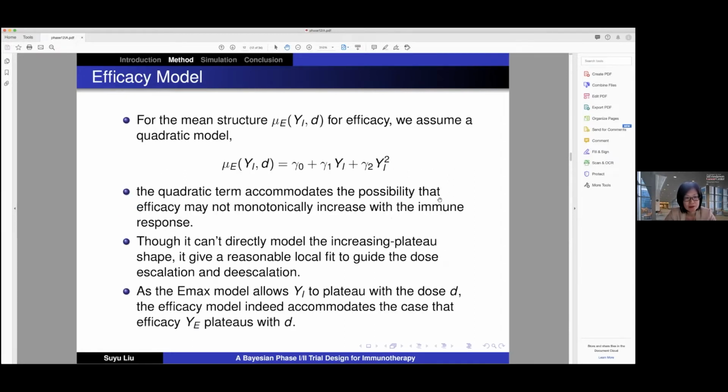For the efficacy, for the mean structure mu E, we assume a quadratic model. The quadratic term accommodates the possibility that the efficacy may not monotonically increase with the immune response. Although it can't directly model the increase-then-plateau shape, it gives a reasonable local fit to guide the dose acceleration and deacceleration. On top of it, because we use the Emax model for the immune response YI, which allows the YI to plateau with the dose D, the efficacy model indeed accommodates the case that efficacy YE plateaus with the dose level D.